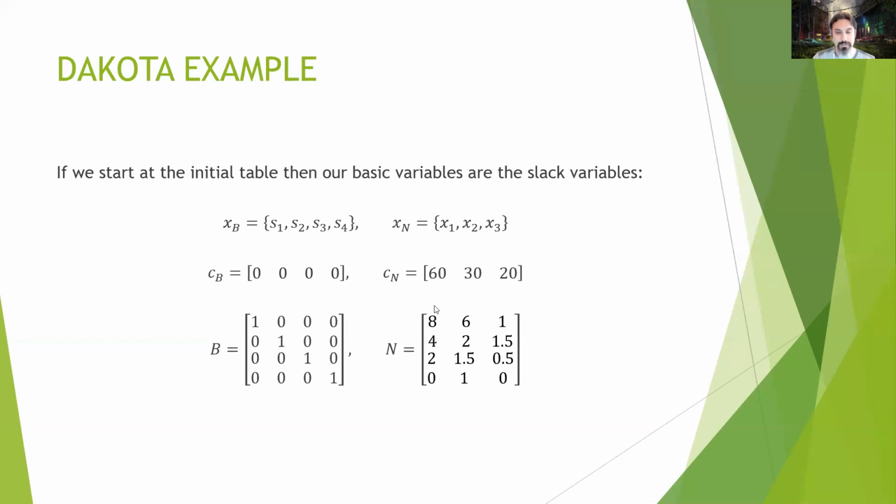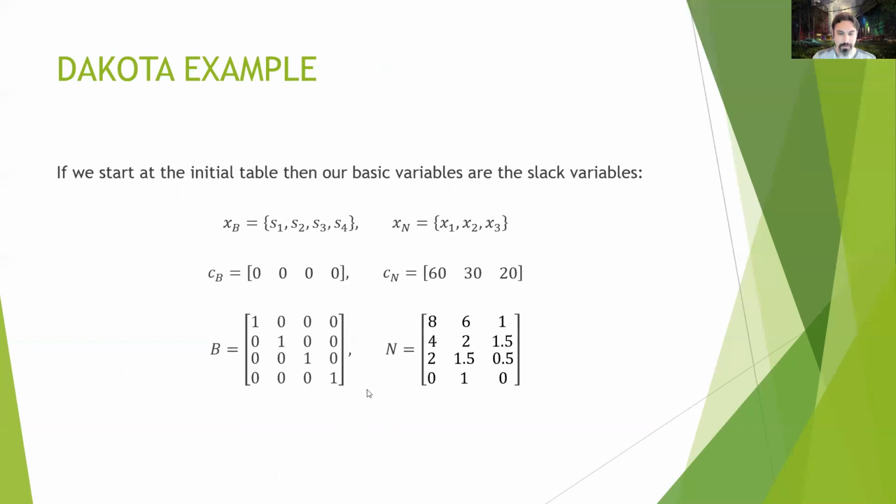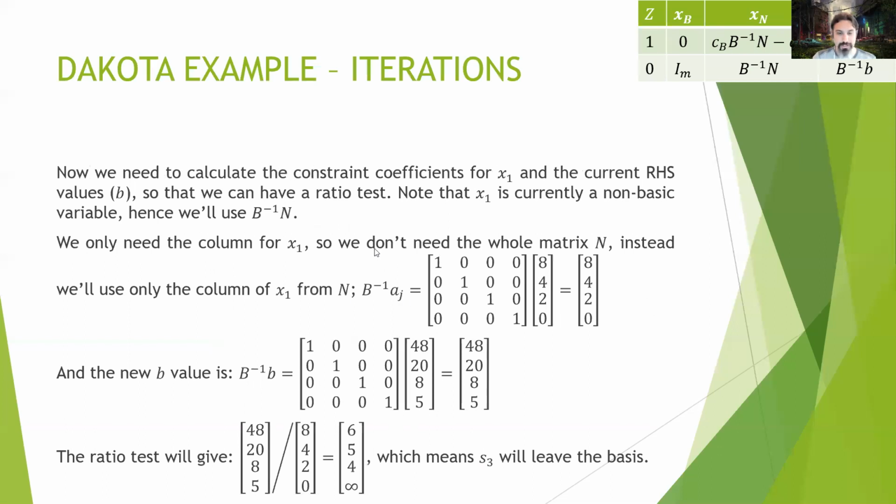If x2 and x3 switch places, their coefficients or their vectors should switch places as well. So we already know that it's 8, 4, 2, and 0. This part belongs to x1. So this aj, which means the coefficients in the constraints for only that variable, is going to be 8, 4, 2, and 0. Which is like this over here. So this matrix multiplication will give us this vector anyway. So 8, 4, 2, 0, this is the same thing.